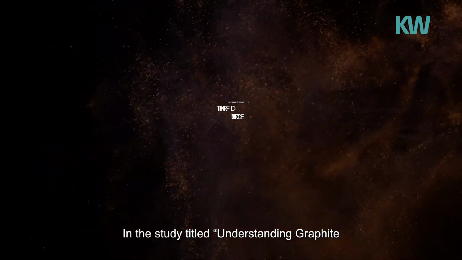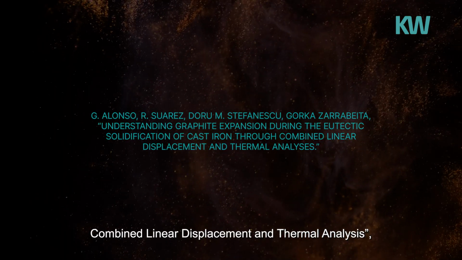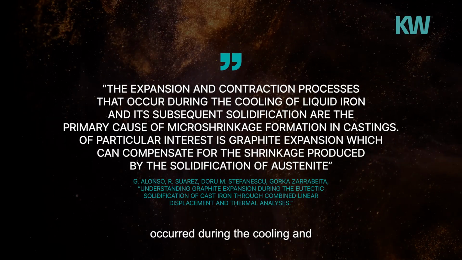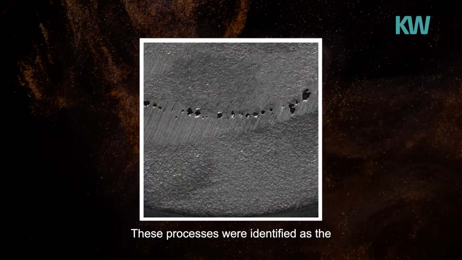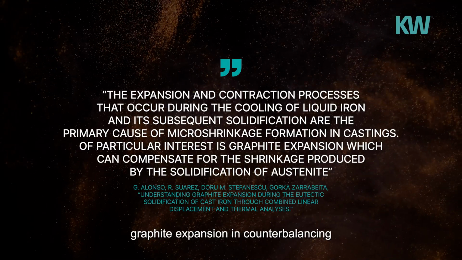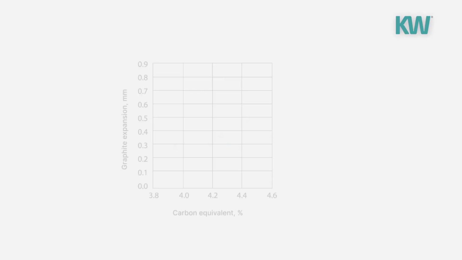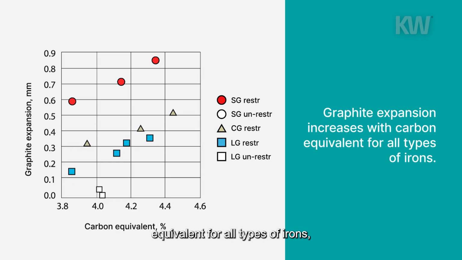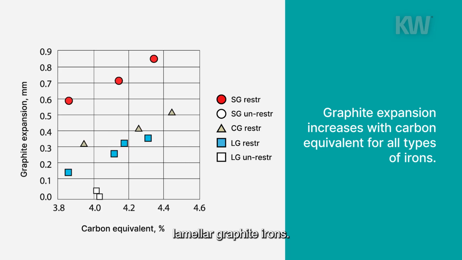In the study titled Understanding Graphite Expansion During the Eutectic Solidification of Cast Iron Through Combined Linear Displacement and Thermal Analyses, researchers investigated the expansion and contraction processes that occurred during the cooling and solidification of liquid iron. These processes were identified as the primary cause of shrinkage in castings. The study emphasized the significance of graphite expansion in counterbalancing the shrinkage resulting from the solidification of austenite. According to the same study, graphite expansion increases with carbon equivalent for all types of irons, with ductile iron exhibiting considerably more expansion than compacted graphite or lamellar graphite irons.